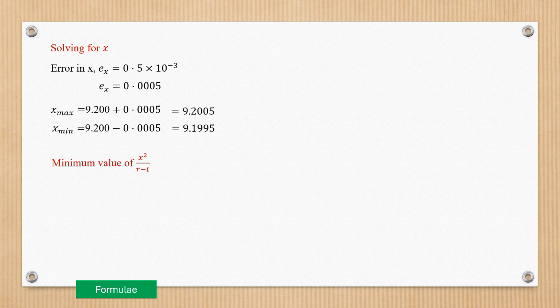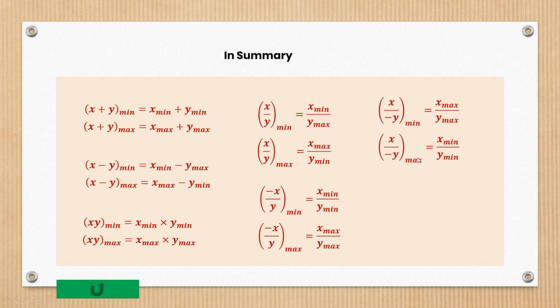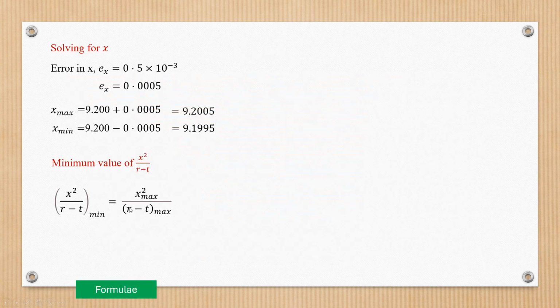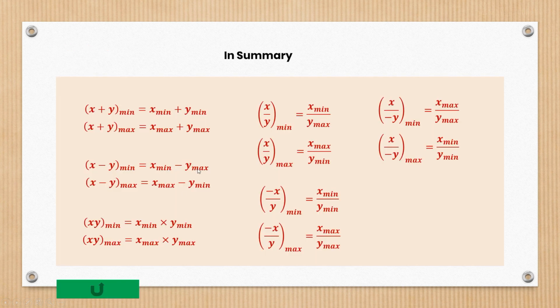Alright, so now when we find the minimum value of x squared over r minus t, remember that we're dealing with a quotient with a negative denominator. So we'll look at where we have a negative denominator. In finding the minimum, we're going to have x max over y max, so it's maximum over maximum. Here we're dealing with a product, so it's x times x. That means we're looking at the maximum in the product, and then at the subtraction where we also have maximum. For the maximum in a product, we shall have max times max, and for the maximum in a subtraction, we'll have max minus min.